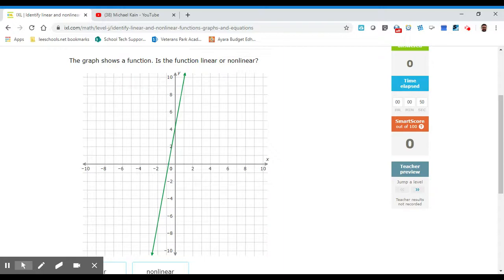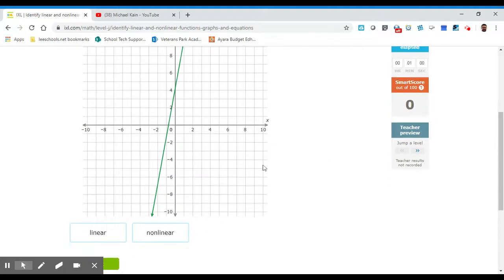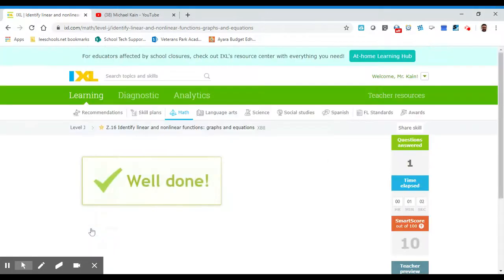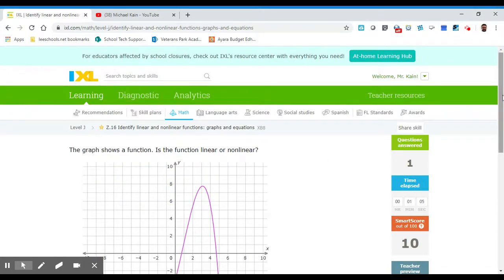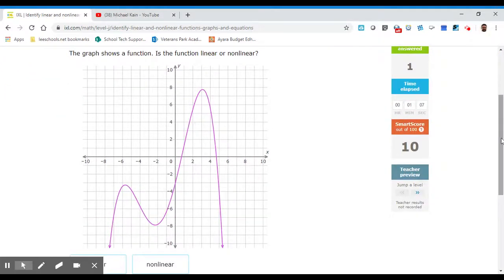The question says the graph shows a function, and is the function linear or nonlinear? If you look at the word linear, it has the word line in it. So you're really looking for straight lines. A graph that's a straight line is most definitely a linear graph. Okay, let's see how they get difficult. So, is this linear or nonlinear?